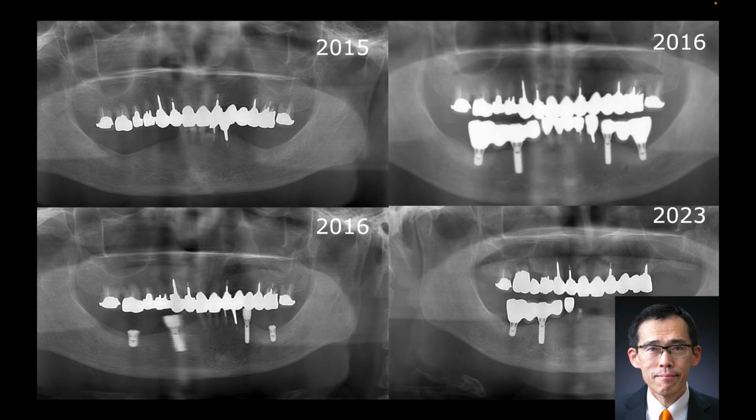Next case. 4 implants were placed in the posterior mandible for a fixed prosthesis in 2016. Unfortunately, the teeth and implants numbers 36, 33, 32, 31, 41 were lost in 2021. She desired a fixed prosthesis.